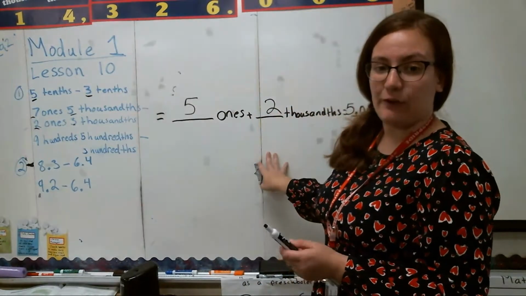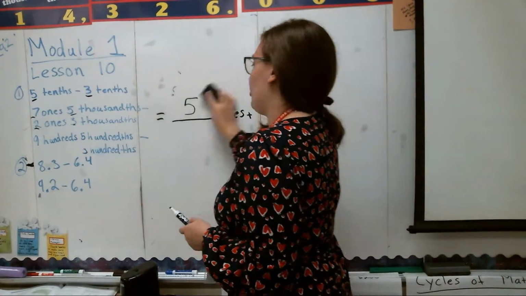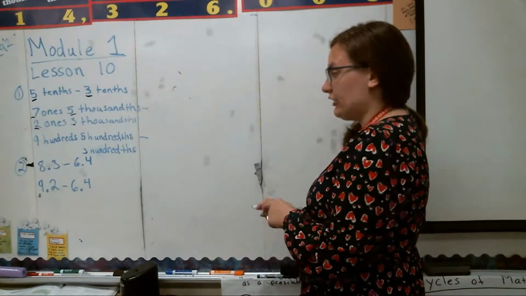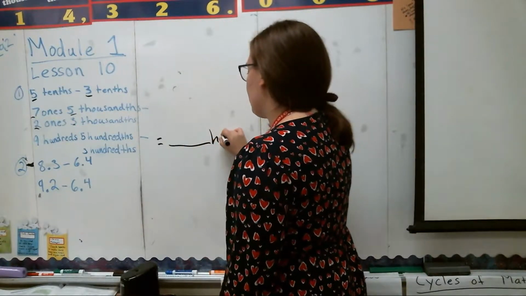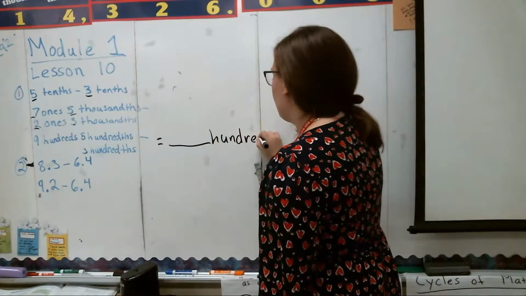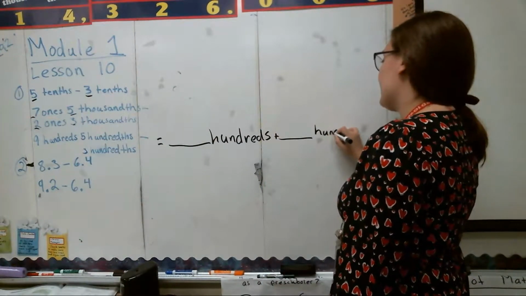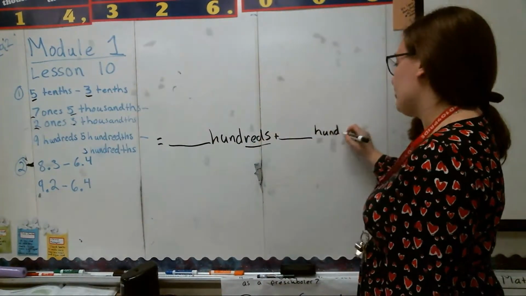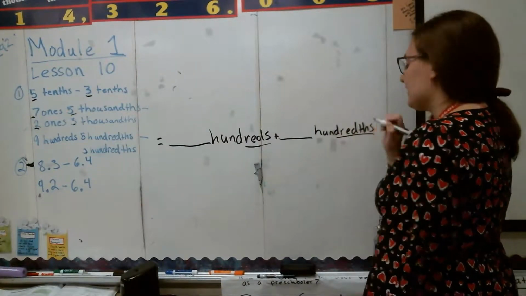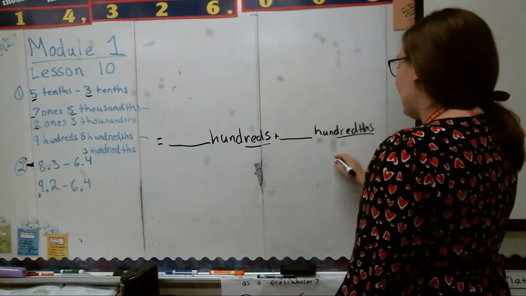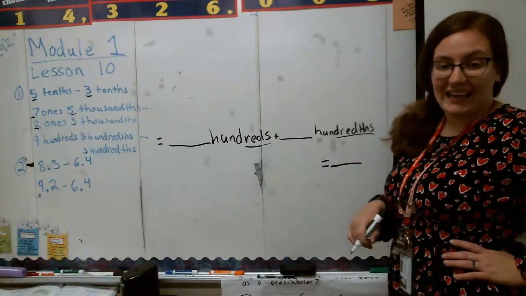I'll set it up for you, and then I'll have you try it by yourself. So what we're going to do is figure out how many hundreds I have, and then how many hundredths. Make sure there's a big difference between hundreds and hundredths, so make sure you're paying attention to that. And then I'm going to figure out what that number looks like in standard form.